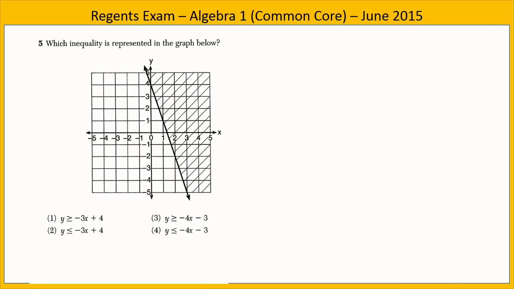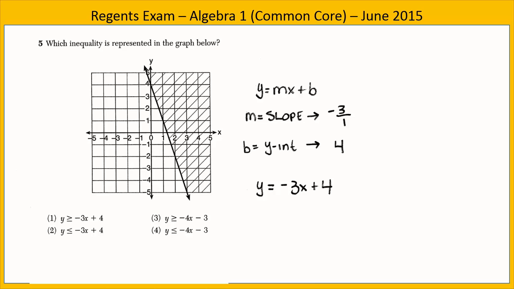In exercise 5, we're given a graph of an inequality, and we're asked which inequality is represented in the graph. Remember, the equation of a line is y equals mx plus b. M is the slope, b is the y-intercept. Let's look at the graph. We see that the slope is -3. Take a point on the graph to get to the next point, down 3, right 1. The y-intercept is 4. And so we could write the equation of the line y equals -3x plus 4. Look at the choices carefully, and we can see that choice 3 and choice 4 are clearly not correct, as they have the wrong slope and the wrong y-intercept.